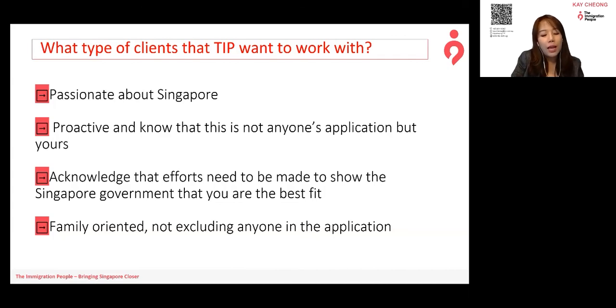Sometimes we share with the client, oh, this is the government organization, you need to click the link, you have to do a donation. However, we do not put a gun to their head. There are still people who are not doing it, and then their PR application fails. So there are certain efforts that you need to make.